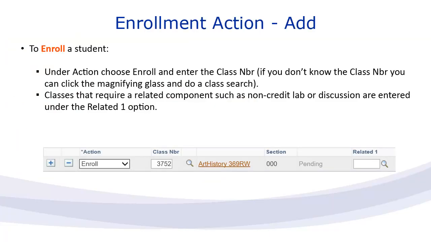To enroll a student, under Action, choose Enroll and enter the class number. If you don't know the class number, you can click the magnifying glass and do a class search. Classes that require a related component, such as non-credit lab or discussion, are entered under the Related One option.